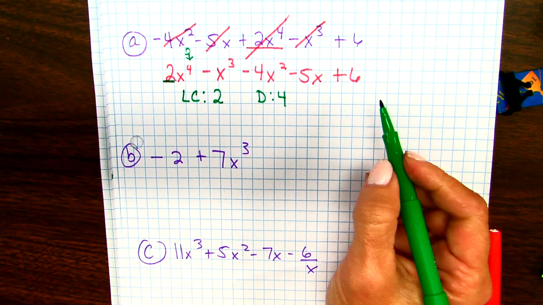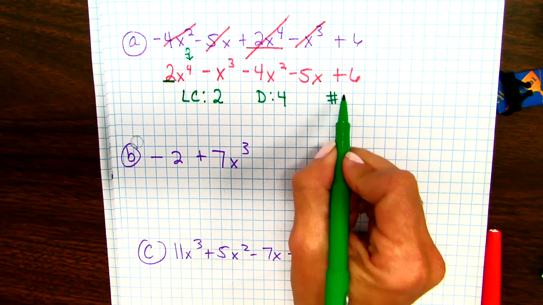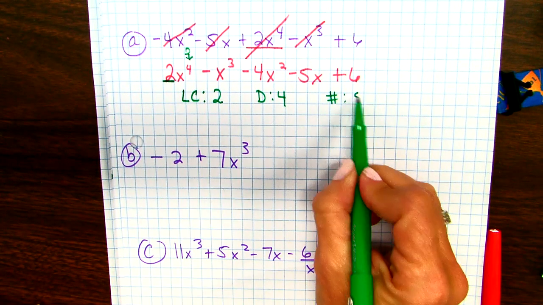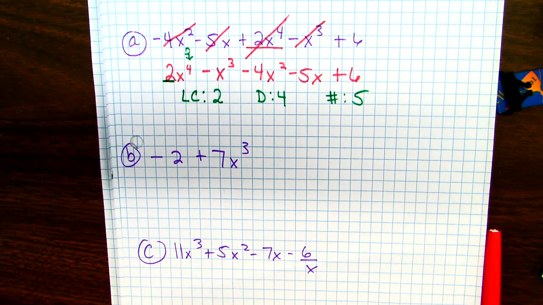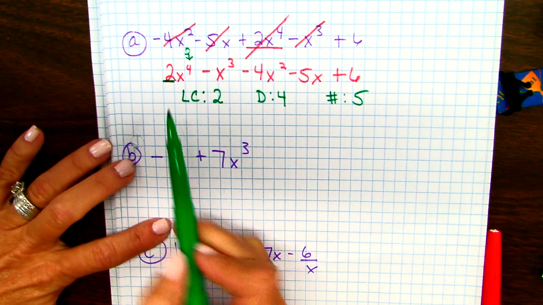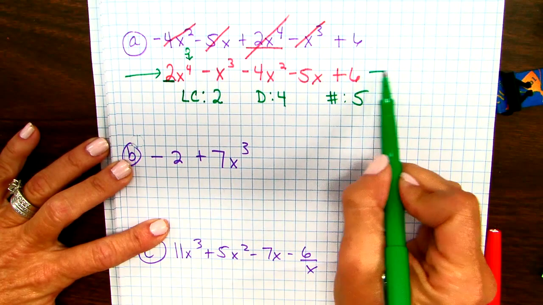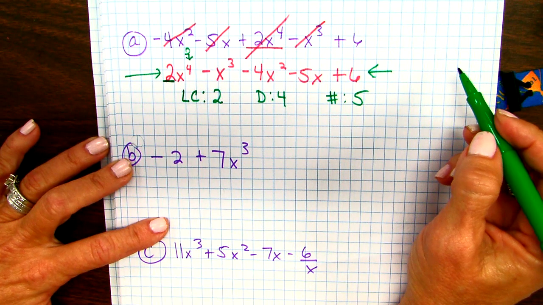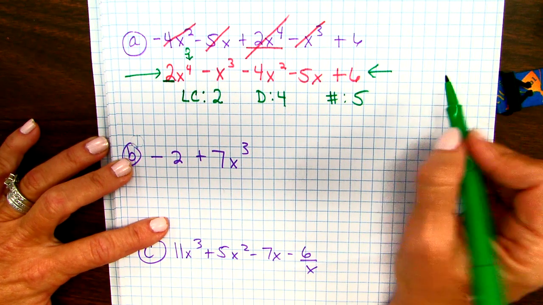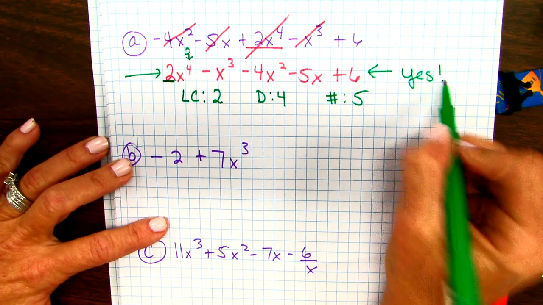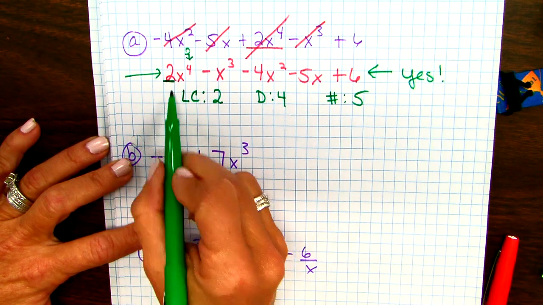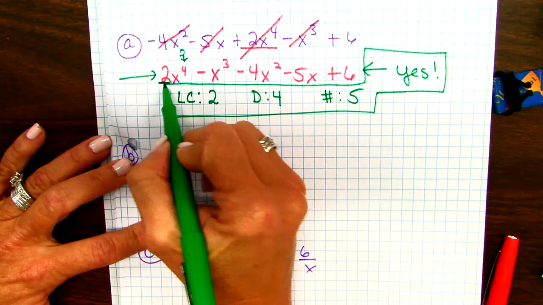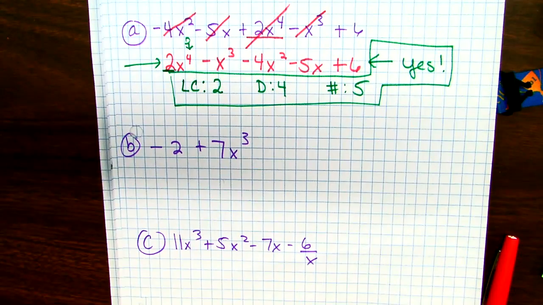And number of terms, 1, 2, 3, 4, 5. Is this a polynomial? Yes or no? Did it break any of the rules that we put on that first side? Nope. So yes, it is a polynomial. Okay? So this is exactly what you'll do in your homework. Okay, let's do another one.